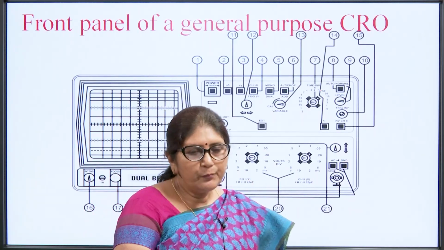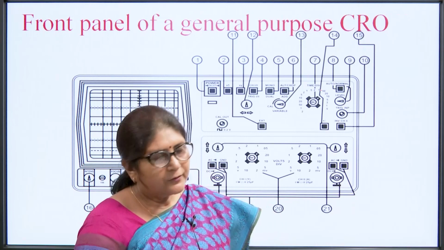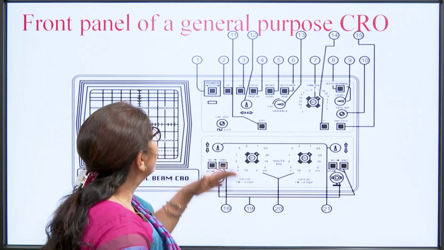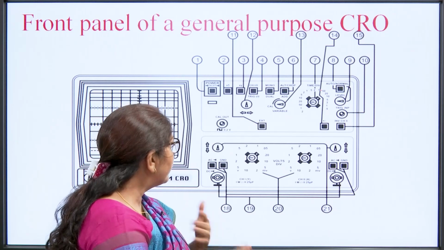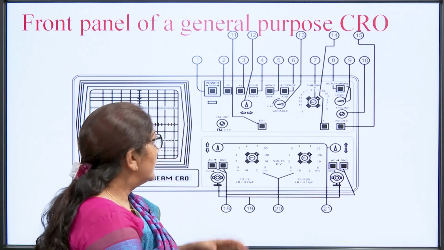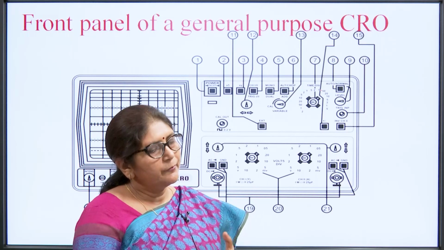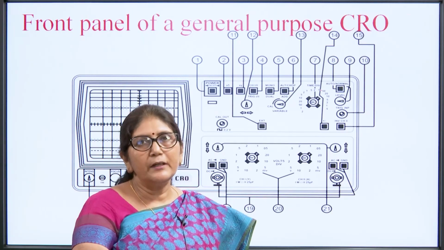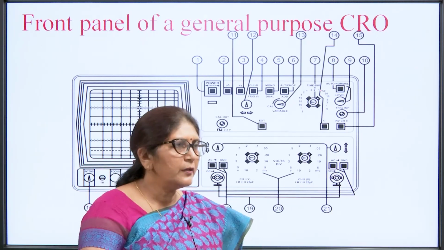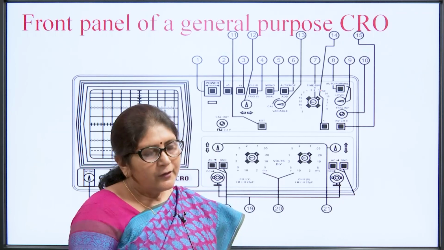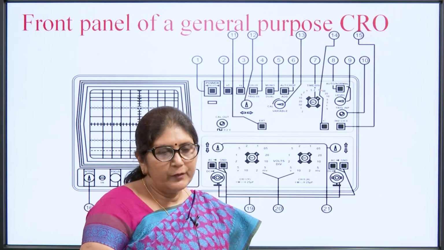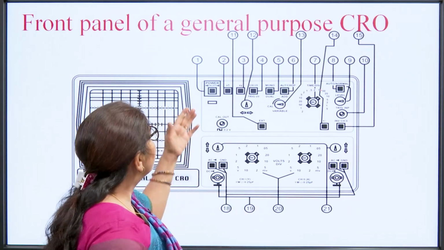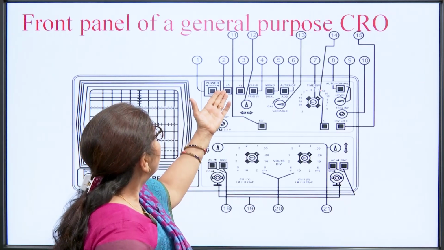So, this is the front panel of a general purpose CRO. Here I have numbered it so that you can see what the functions of the different knobs are. There are so many varieties of CROs available in the laboratory, and that also depends on the manufacturer. Suppose this is also a dual beam CRO. In a dual beam CRO we can see there is one more switch, that is X5.